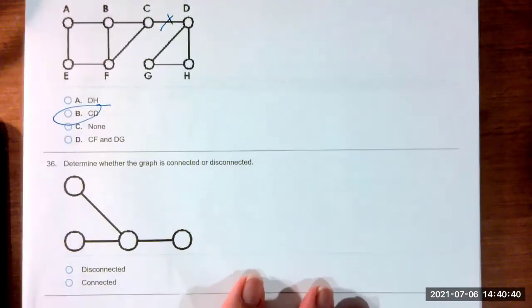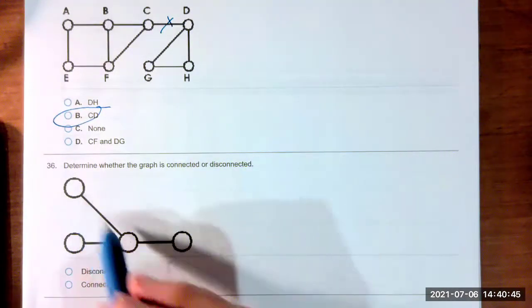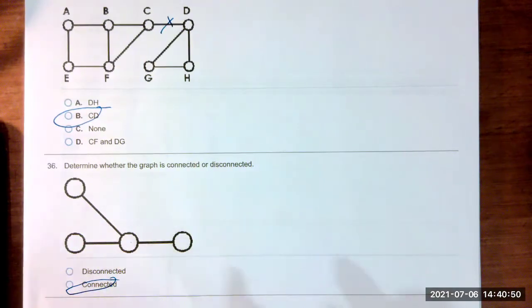And then determine if this graph is connected or disconnected. So is there a path, and these large circles represent the vertices, is there a path from every pair of vertices between every pair? And they are, so that's a connected graph.